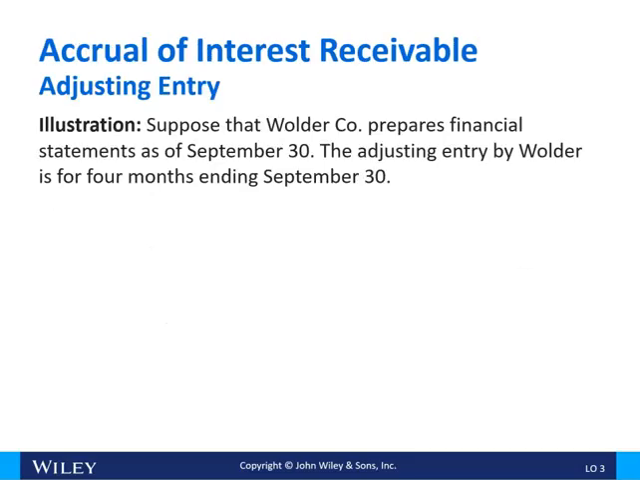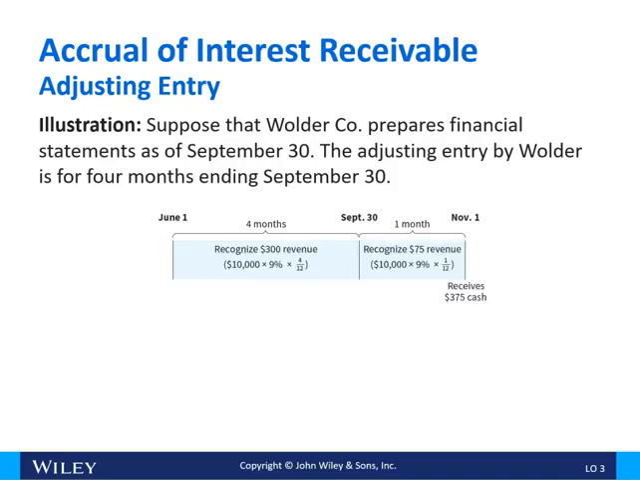Now suppose that we prepare financial statements as of September 30th. So it's before the due date. The adjusting entry by Wolder is for 4 months ending September 30th. So like we saw in accruals and deferrals, we have to do an adjusting entry. In this case, our adjusting entry is going to be for 4 months of interest. So June 1st to September 30th is 4 months. It's due November 1st, so it's another month there. So we're going to split up the interest into two periods.